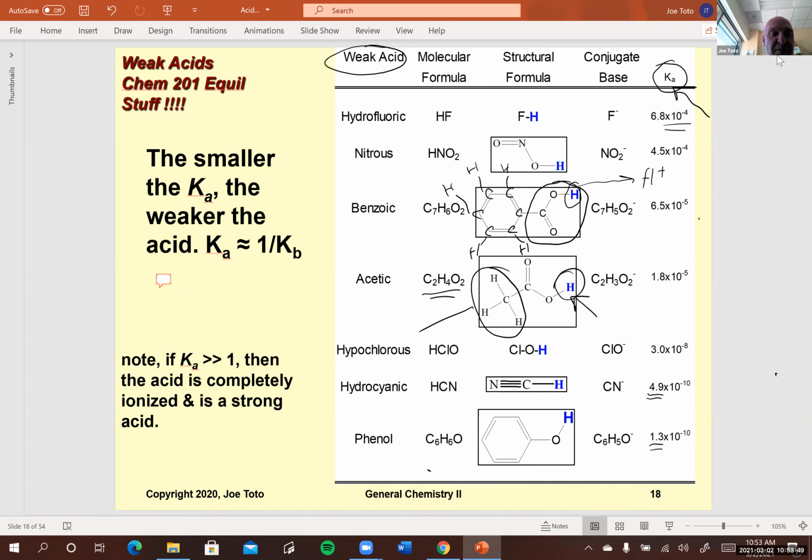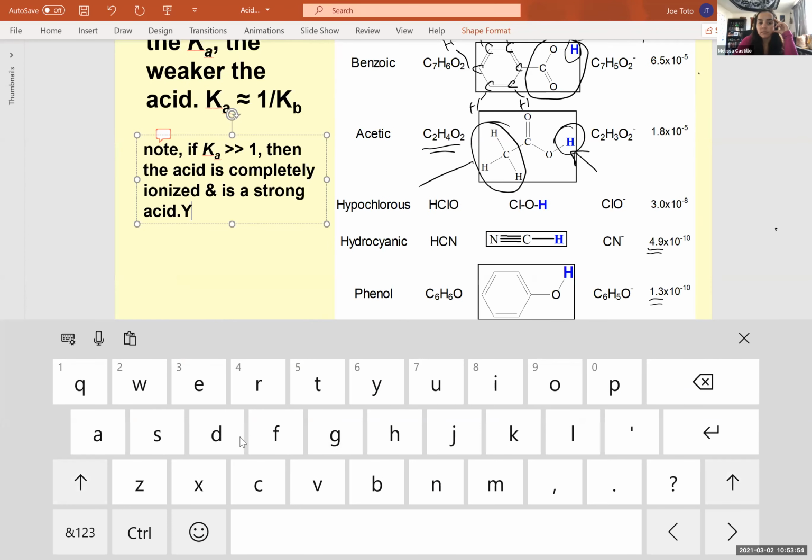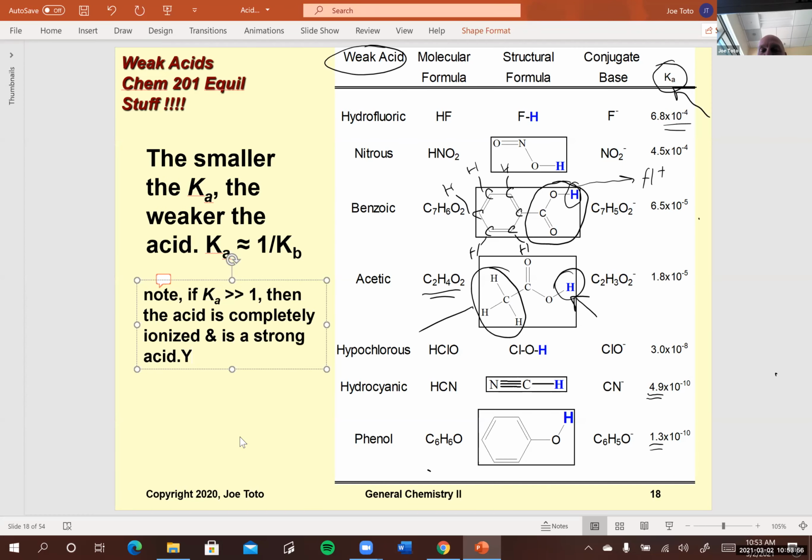You guys still with me? Would it be phenyl? Yeah, it's going to be the last one. That's going to be the smallest. And you're right. So this has the smallest Ka, and therefore is the weakest acid, right? It's a little smaller than this one. Okay, good. So which one's the strongest acid in the list?